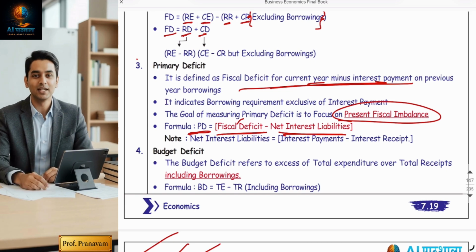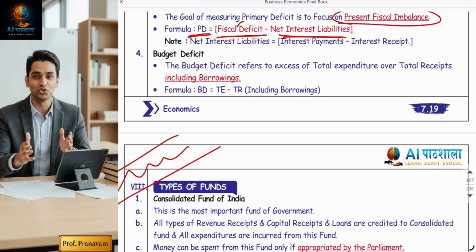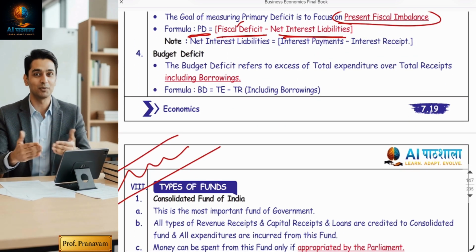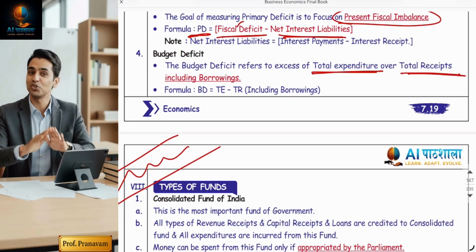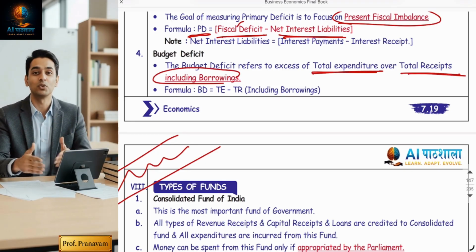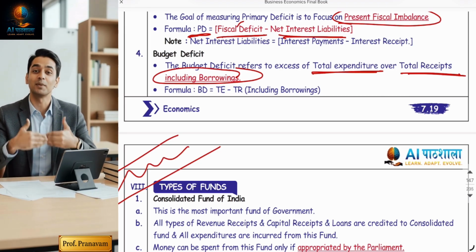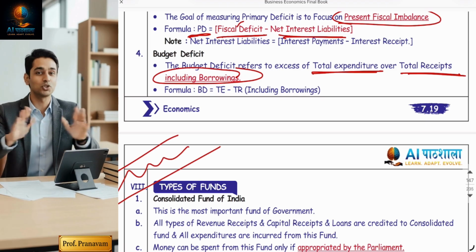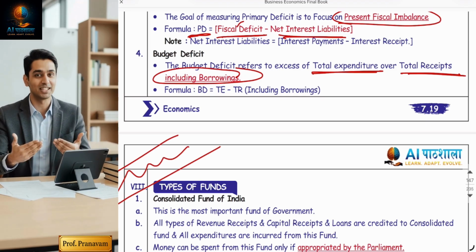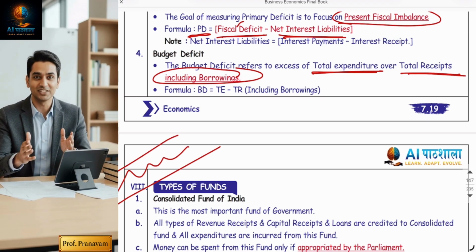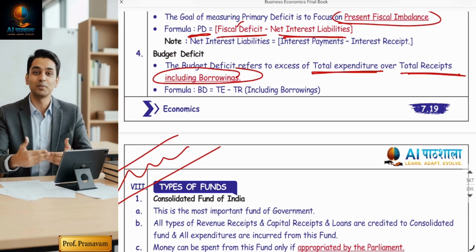The next is budget deficit. The term budget deficit refers to total expenditure over total receipts. It includes borrowings. It has again been derived from fiscal deficit. Before taking a loan, if there is a deficit, it's called fiscal deficit. After taking a loan, if a deficit is still pending, it's called budget deficit. So there are four types of deficits.